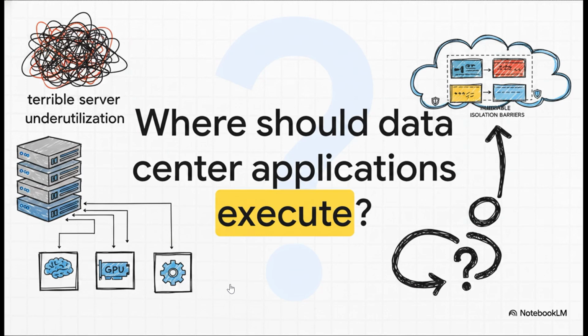Not at all. It leads to terrible server underutilization because some applications just don't need a full CPU. We have highly diverse workloads now. Some need more memory, some need more GPU. We absolutely have to share resources to improve efficiency, but we also need incredibly strong isolation between these different apps and users. So, how do we solve this?